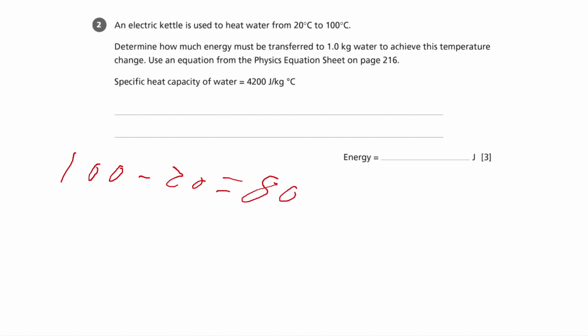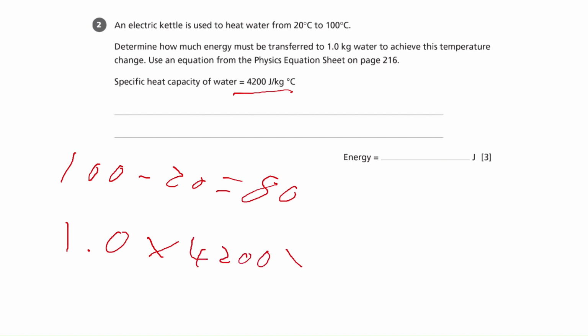What we then do is put that into the equation. The first part of the equation is the mass. We can see the mass there is 1. Multiply that by the specific heat capacity, we're given that there. Notice it's joules per kilogram. We're given kilograms in the question, it's joules at the end. The units are all okay.